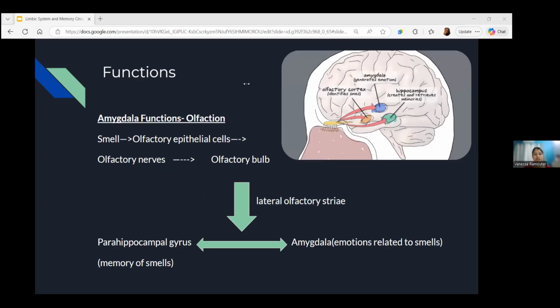So the second function of the limbic system we'll discuss is its role in olfaction. Specifically, we mean our memory and emotions related to certain scents. So a smell stimulus would trigger the olfactory epithelial cells to the nerves, to the bulb, and then to the olfactory tracts. From this, the olfaction information will pass via the lateral olfactory striae to both the parahippocampal gyrus and the amygdala. The parahippocampal gyrus will store a memory of smells, and the amygdala is responsible for emotions related to those smells.